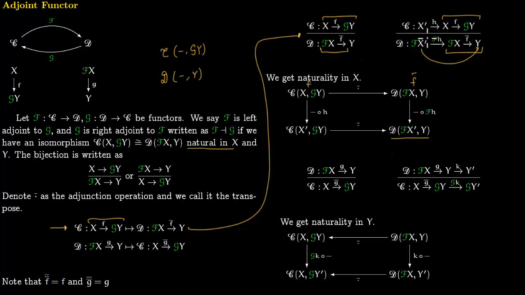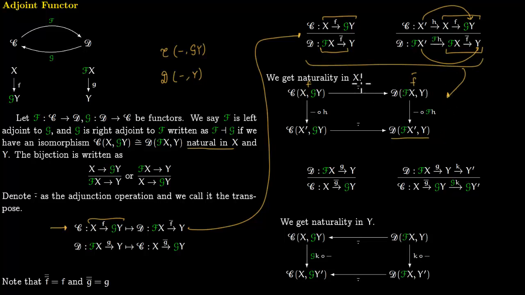Similarly, if you have f here, you pre-compose with h, you get an arrow. You compose these two, you get an arrow from here to here, which is x prime gy, and that's what it is. So this is the naturality square, which just comes naturally from this. There's nothing great about it.